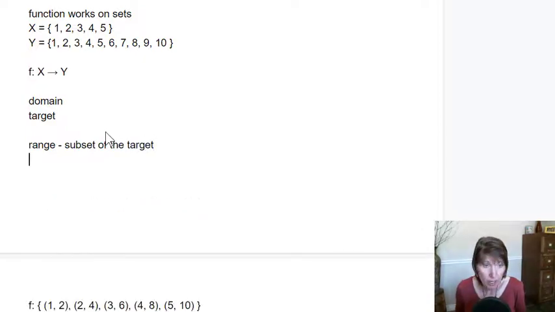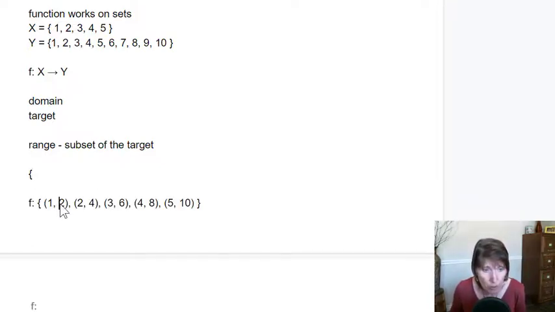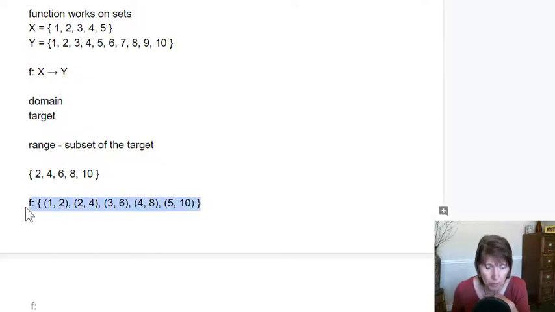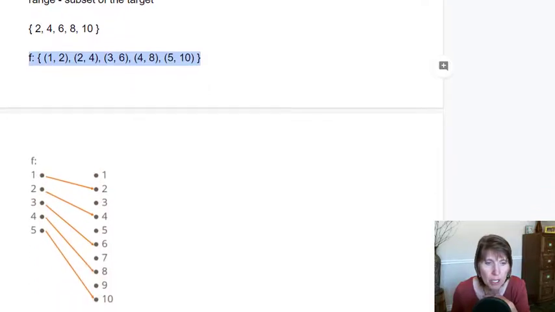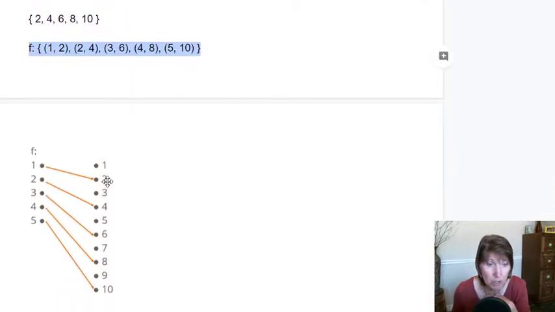And in this case, what is the range? Right now, the range is the set 2, 4, 6, 8, and 10. So these are all the values that are actually mapped to. All right, so that's the range in this particular case. And we see the range in this set of ordered pairs. We also see the range in the arrow diagram. We can see that 2, 4, 6, 8, and 10 are all mapped to by this function. But in this one, we also see the target, right? In ordered pairs, we don't actually see the entire target. But in the arrow diagram, we do see it.